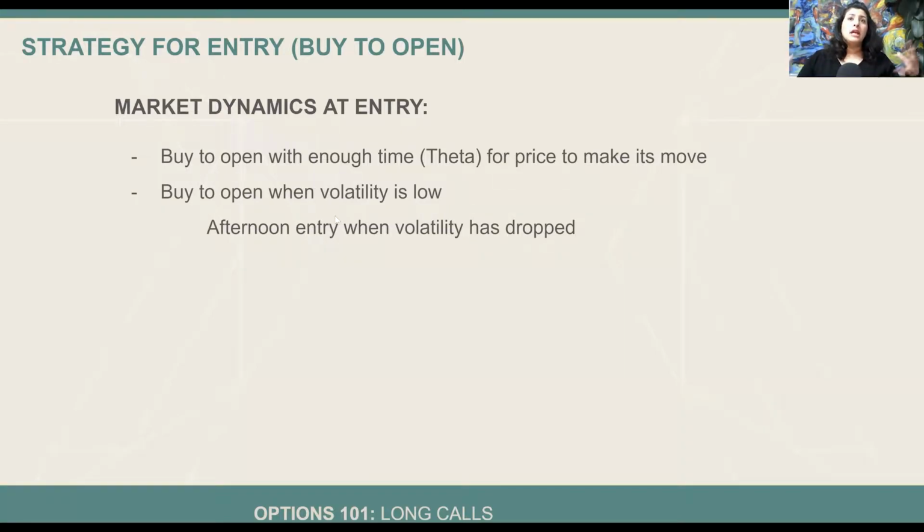So if you're looking to get a long call that is maybe an entire year, so you're actually trying to get a LEAP, then I would never advise you to do that right away in the morning. Do that later on in the day when volatility has dropped and is a bit lower.